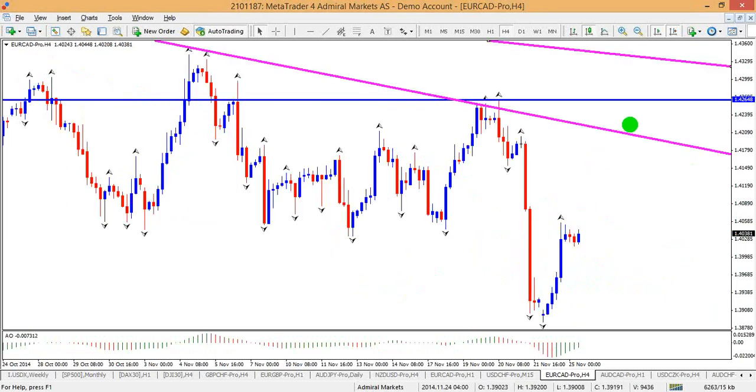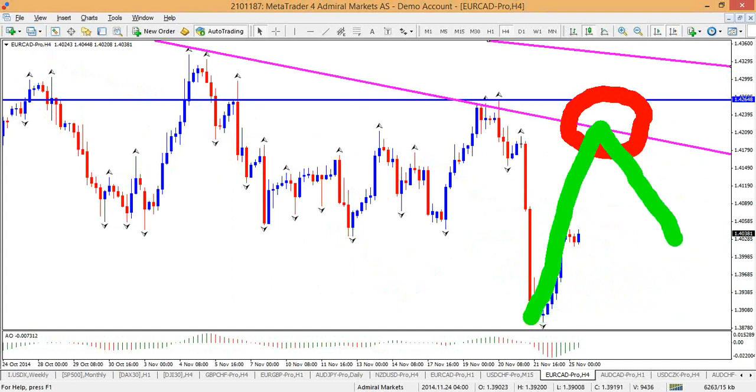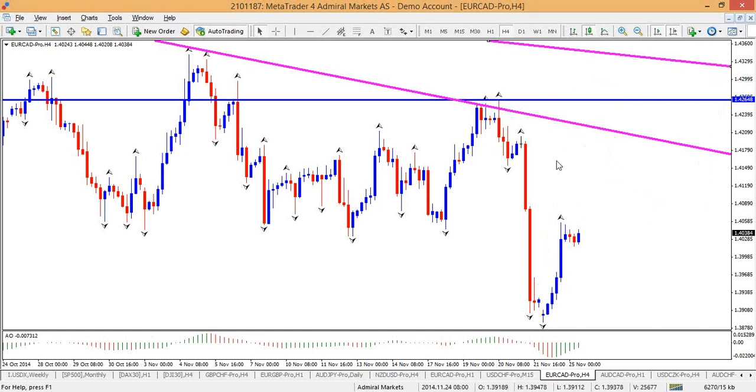In any case, the likelihood of this becoming a rejection zone is high, even if it is a turnaround. Why? Because even turnarounds go with ups and downs. So when you have these zones like this, these are high probability zones, no matter what price will do.